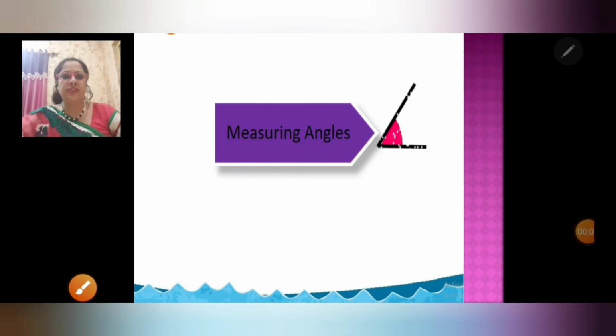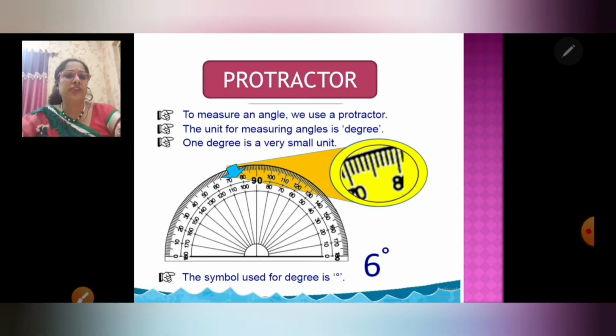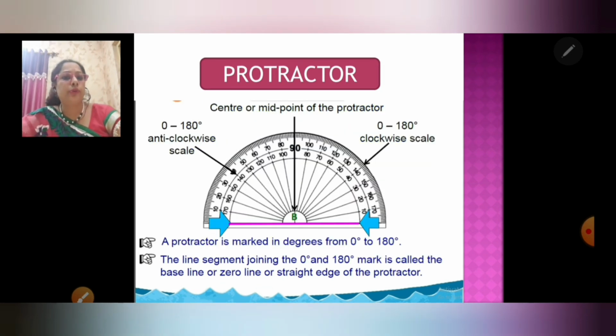So now let's learn, children, how to measure the angle. To measure an angle, we use a protractor. The unit of measuring angle is degree. 1 degree is a very small unit and the symbol used for degree is shown on your screen. So a protractor is marked in degrees from 0 degree to 180 degree, as you can see on your screen.